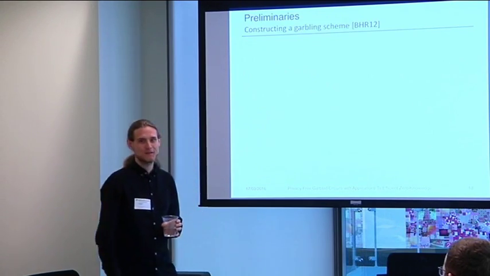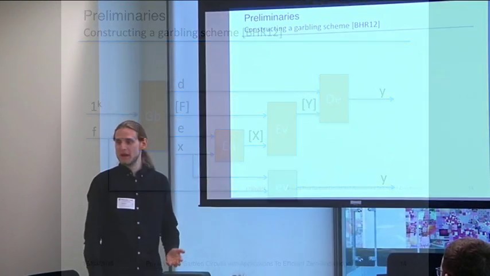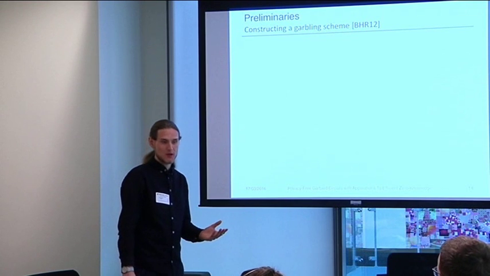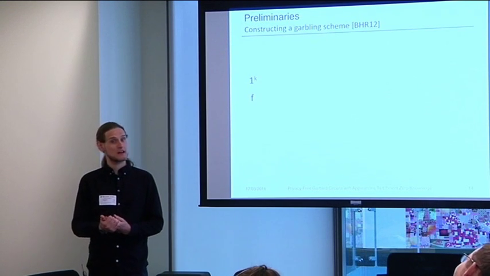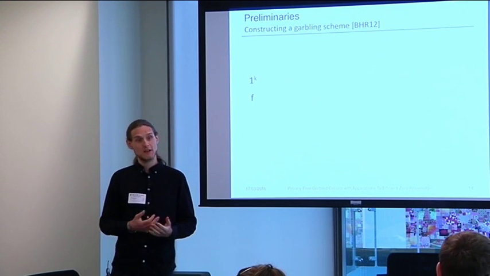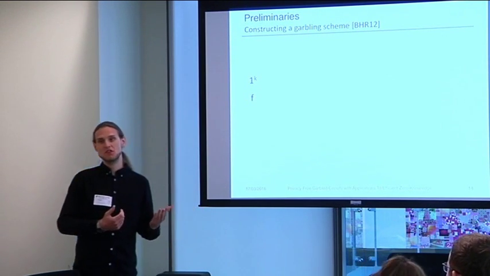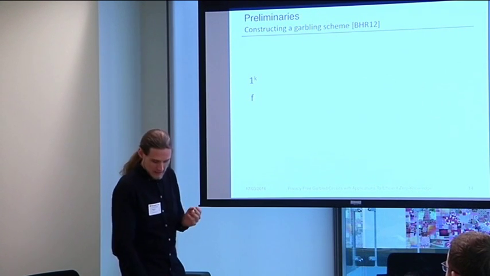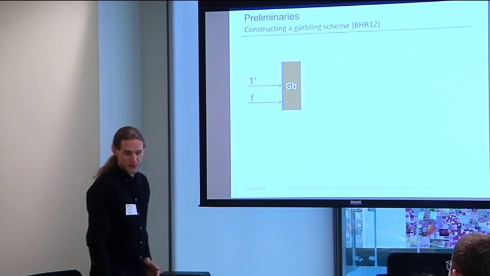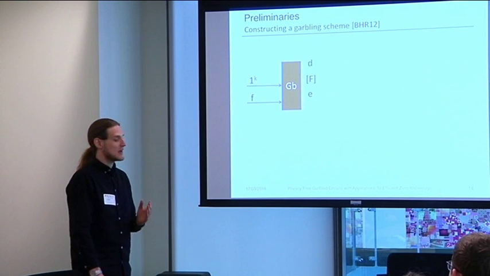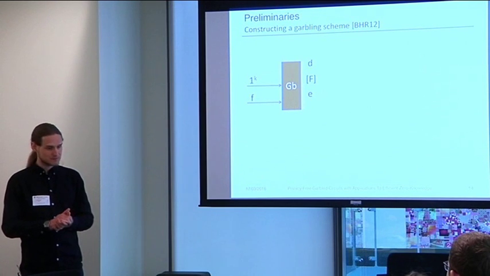All right, let me now go through a little bit of preliminaries. As I mentioned, Bellare, Hoang and Rogaway formalized the notion of a garbling scheme back in 2012. We have a function description f, which is a description of a plain Boolean circuit, that is a directed acyclic graph of gates. And we have a computational security parameter k. These are then given to a probabilistic algorithm, Garble, which constructs a garbled circuit, which we call F, along with encoding and decoding information.